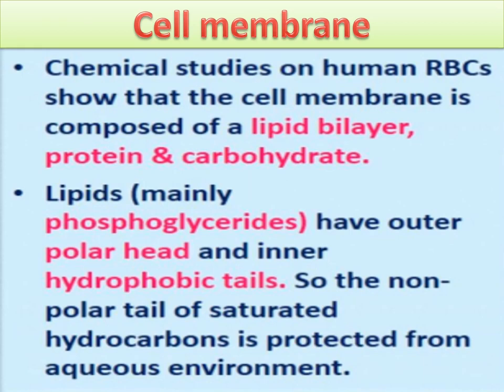Lipids, mainly phosphoglycerides. There are different types of lipids, so which type of lipid is mainly found in the plasma membrane? Phosphoglycerides. These are the most abundant lipids found in the plasma membrane. These phosphoglycerides have an outer polar head and inner hydrophobic tails. So these two parts of lipids are there, the polar head and the hydrophobic tail. The polar head is on the outer side and the hydrophobic tail is on the inner side.